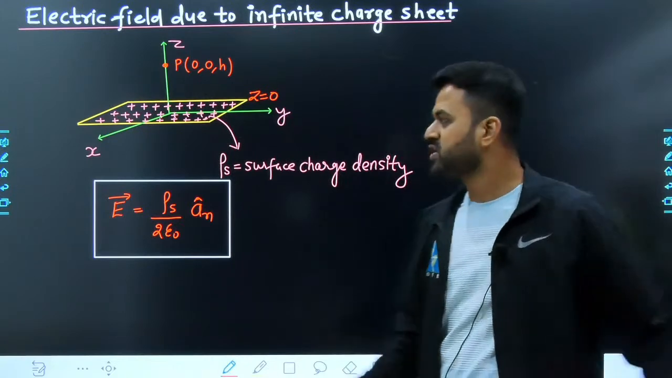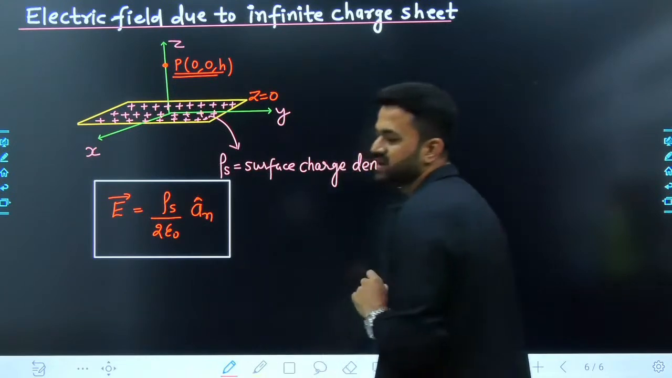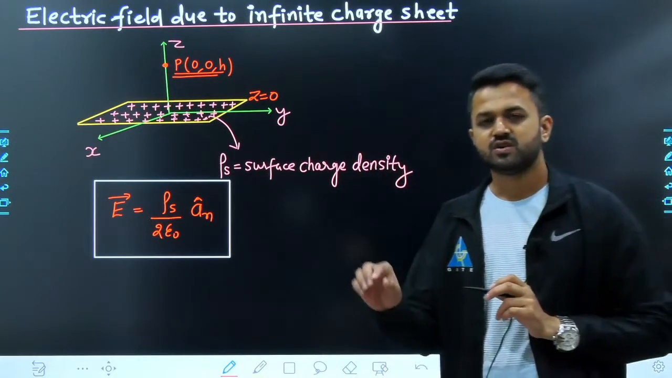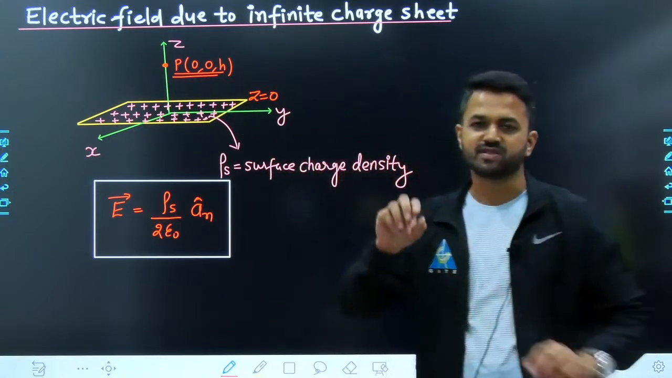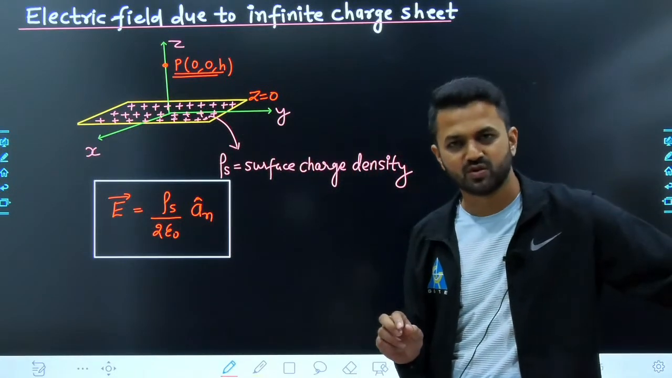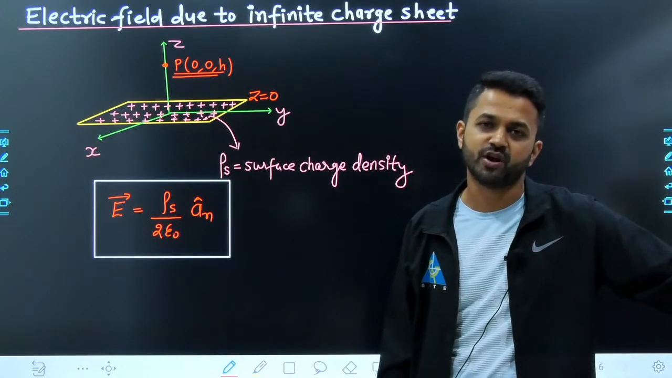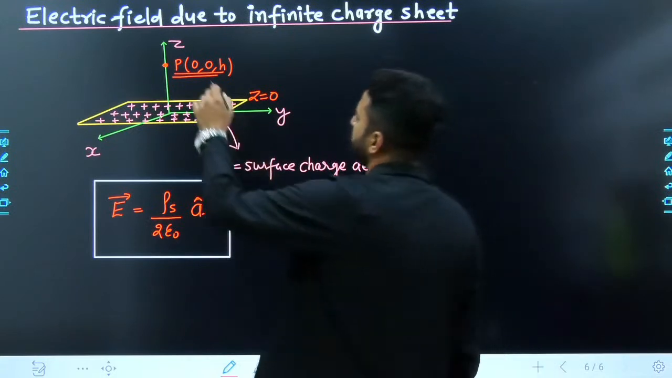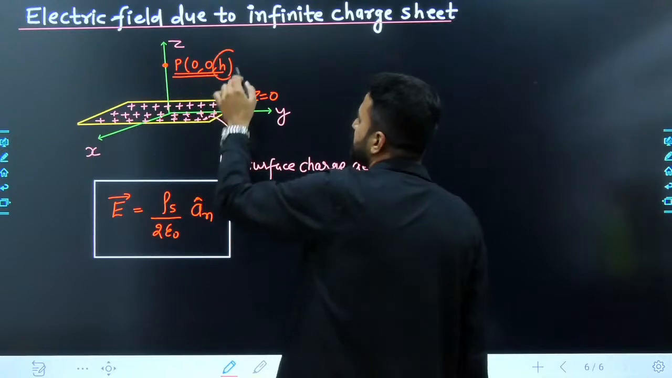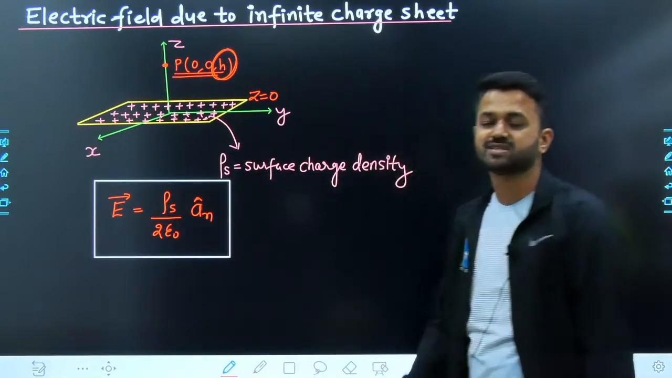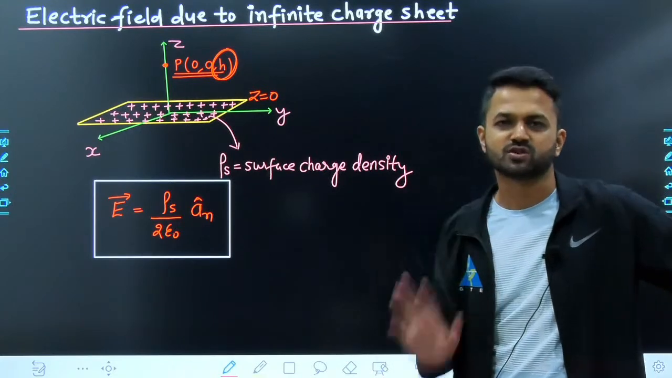So whenever we want to calculate the electric field at any point P, we have to just focus on the normal coordinate. That is, if the plane is placed at z equal to 0, then you have to focus only on the z coordinate of the point of interest. So we will not be bothering about this x and y, which is 0 or anything. We are just focusing on the value of z, because the infinite sheet is placed at z equal to 0. You have to focus on the z coordinate.